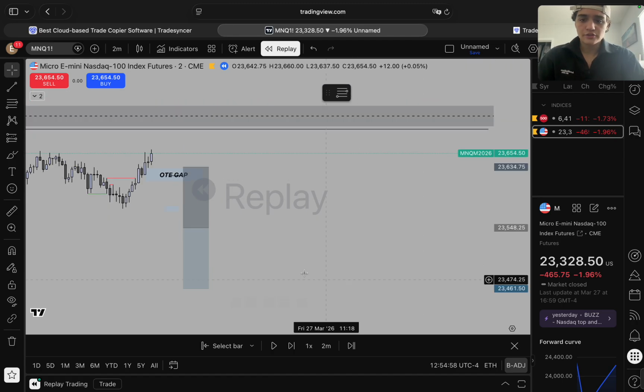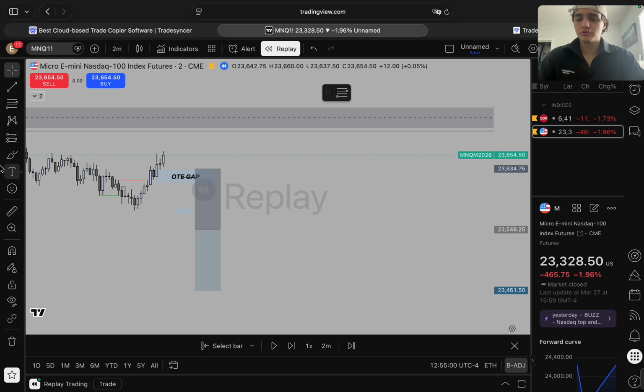I trade continuations, so I use imbalances to continue. Okay, so I trade continuations and I wait for a 15 or 5 minute gap to get filled and then take a trade off of that.